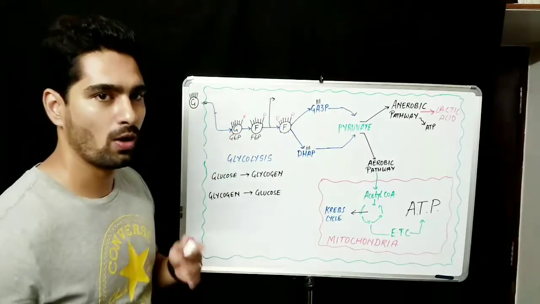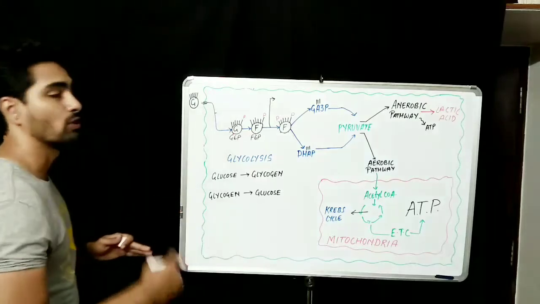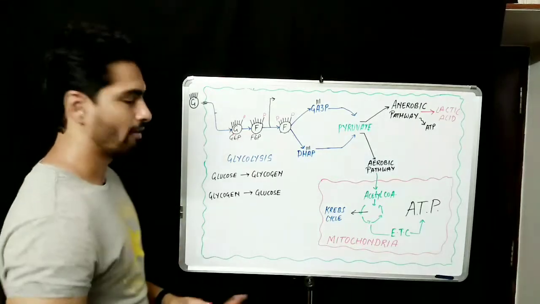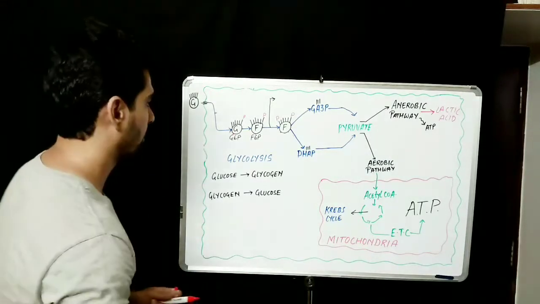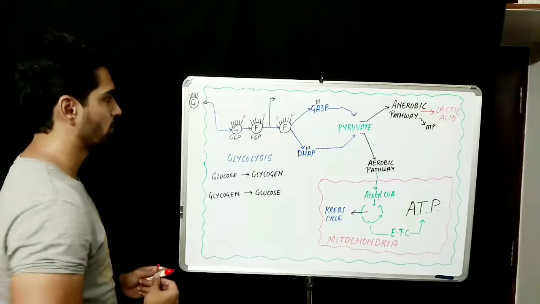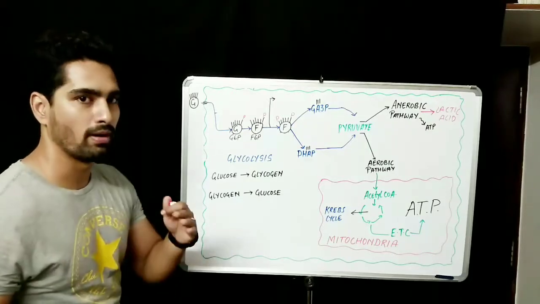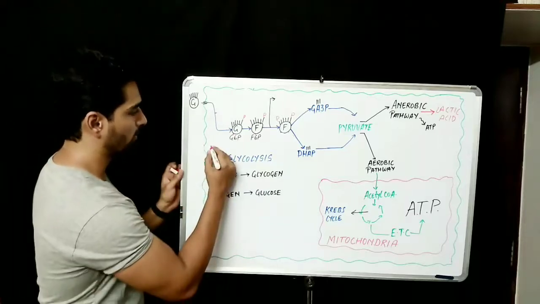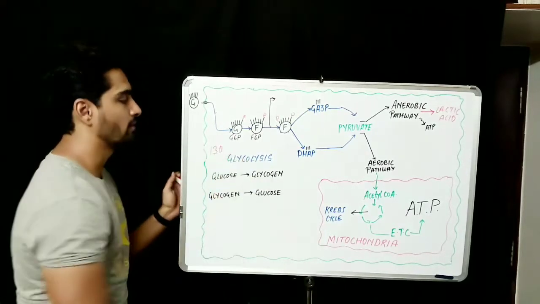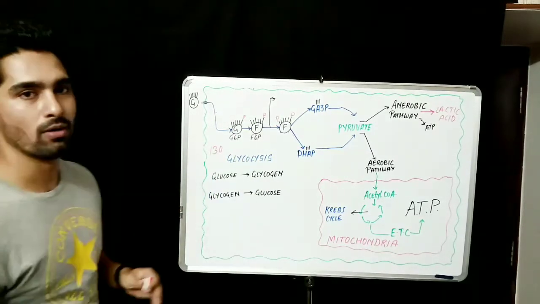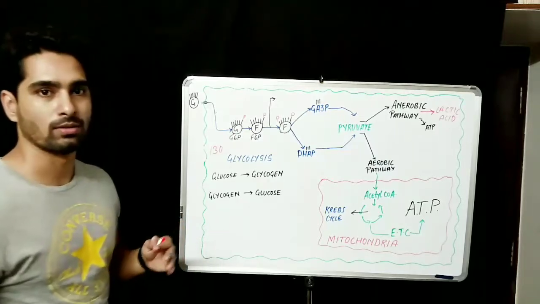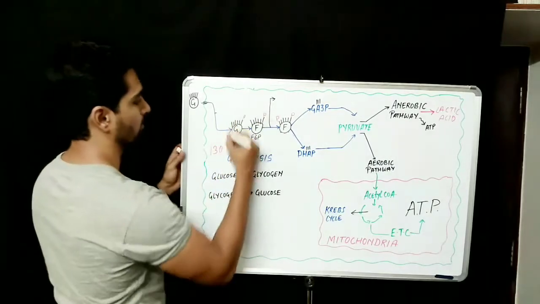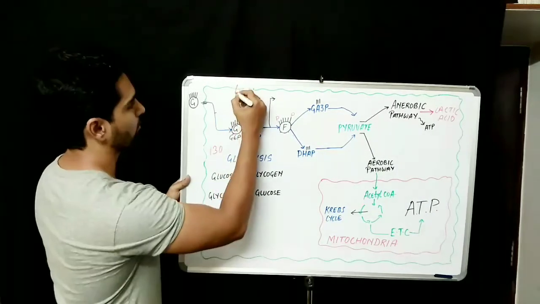So now we're going to see how the body regulates the glucose. So what happens? When we eat something, especially glucose, the glucose level in your blood keeps rising. Once it reaches around 130 milligrams per deciliter, a special hormone is secreted by the pancreas. That's called insulin. Right here, insulin.